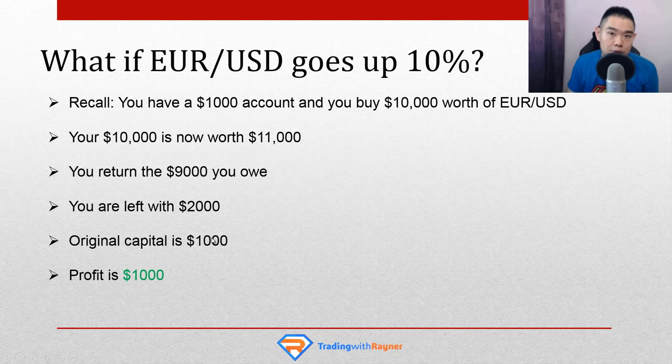So the next type of order will be the stop loss order. The first three orders that I shared with you are orders to get you into a trade. A stop loss order is the opposite, because this is an order to get you out of a trade.